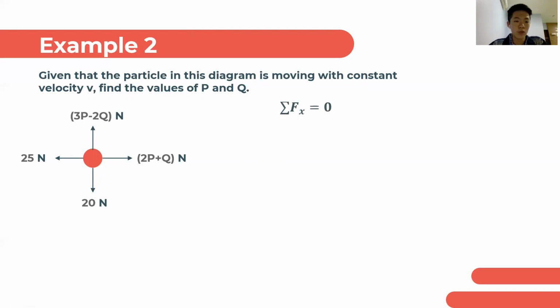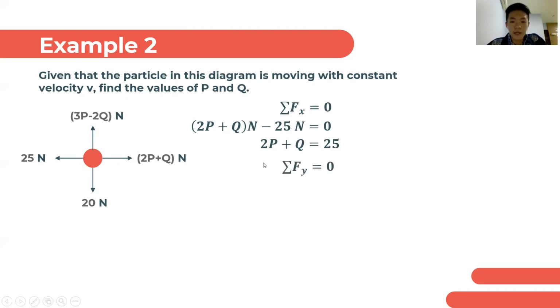In the x-axis, we have 2p plus q newtons to the right side, so positive 2p plus q newtons, minus 25 newtons to the left side, so 2p plus q newtons minus 25 newtons equal to 0. Transposing negative 25 newtons to the right side and dividing both sides by newtons gives us 2p plus q equals 25. So we'll keep this equation first.